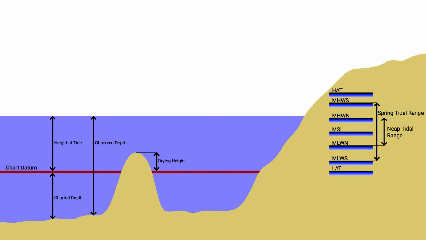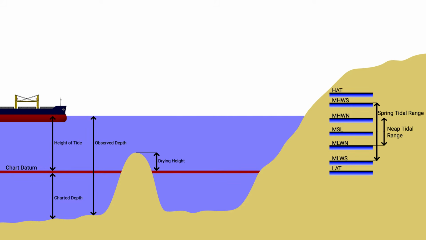That height of tide is going to come from your tidal calculations, so it's vital that those calculations come from the same chart datum that your chart is using. Of course, for drying heights it's similar, you just have the height of tide and you minus the drying height to get the distance from the seafloor there to the waterline.